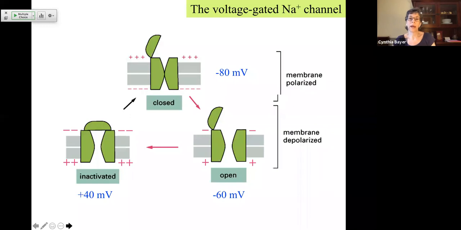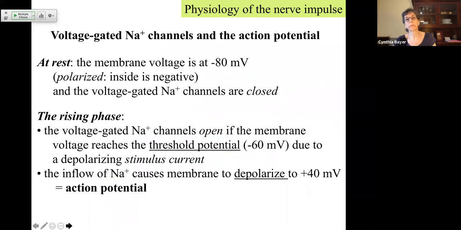Now, this is important in understanding the action potential, the electric impulse that is occurring and moving along an axon. And that's what we're going to look at next: how these different shapes of these voltage-gated ion channels are associated with the action potential, the wave of neuronal excitation or electrical impulse along a nerve or a neuron.